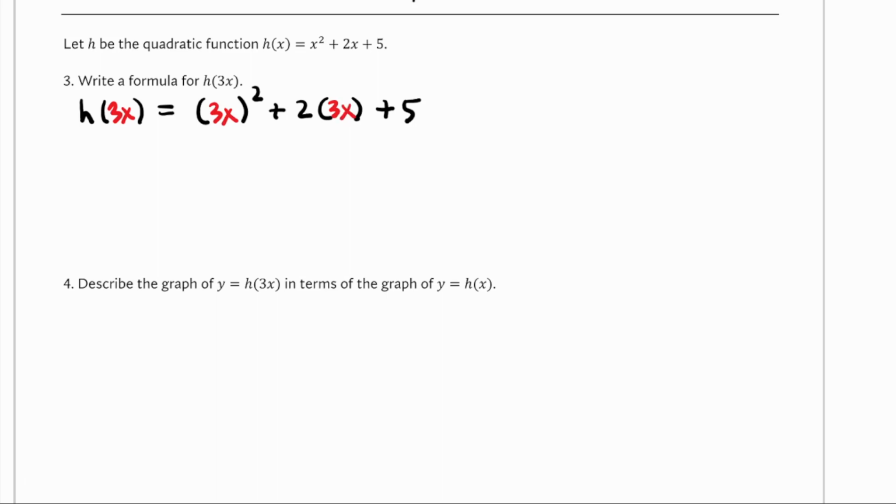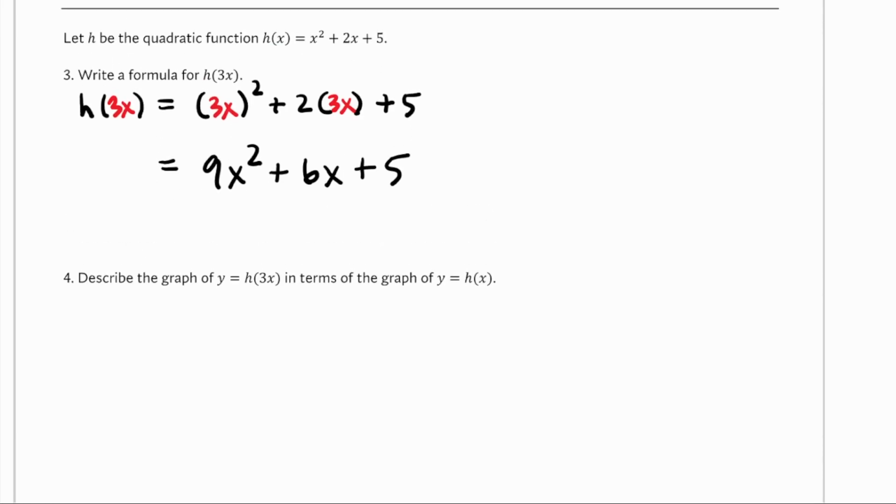And, in my class, I think that's actually a decent place to stop. That's a formula for h of 3x. It's not totally simplified. If you needed to simplify that, it would be 9x squared, right? Because if you're squaring 3x, you'd have 2 3's and 2 x's. 2 times 3x would be 6x, and plus 5, okay, if you wanted to.